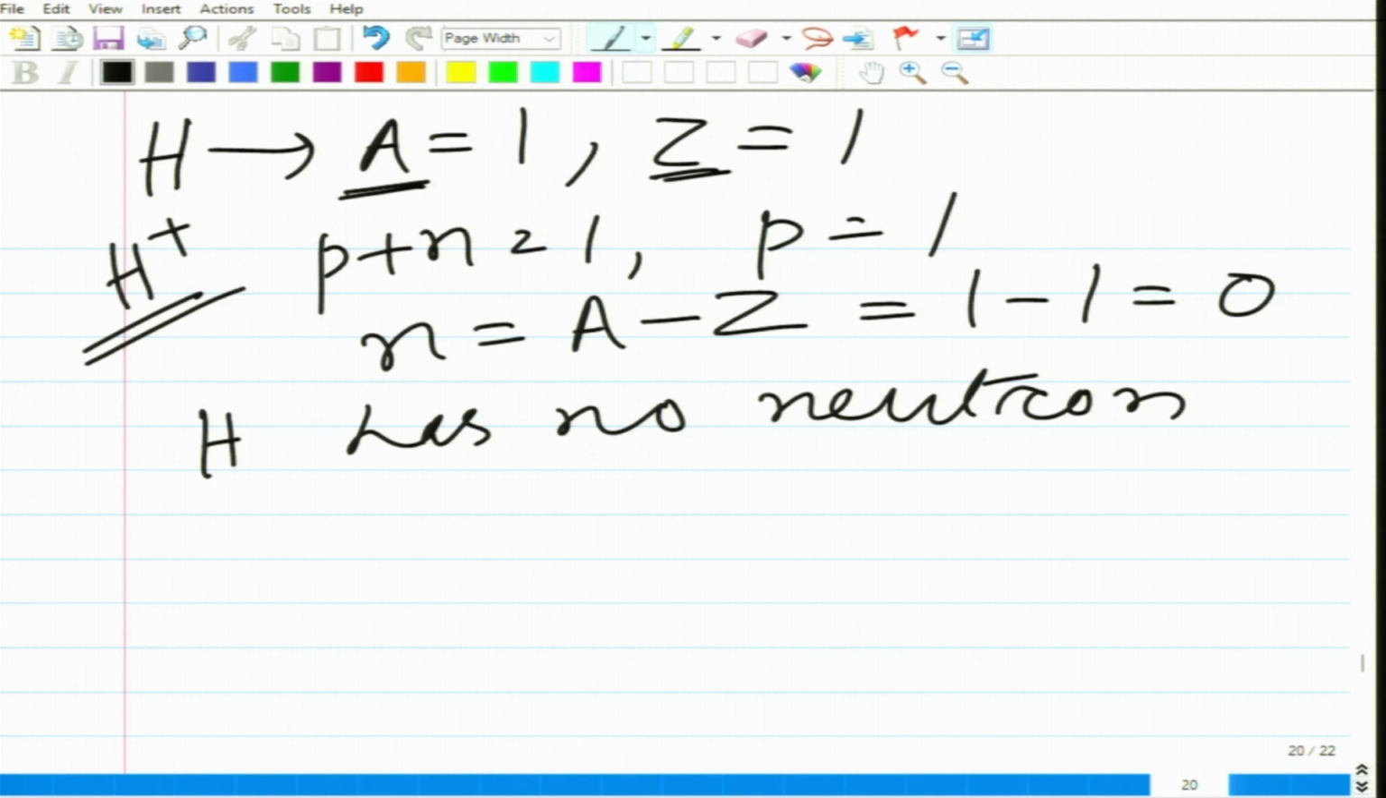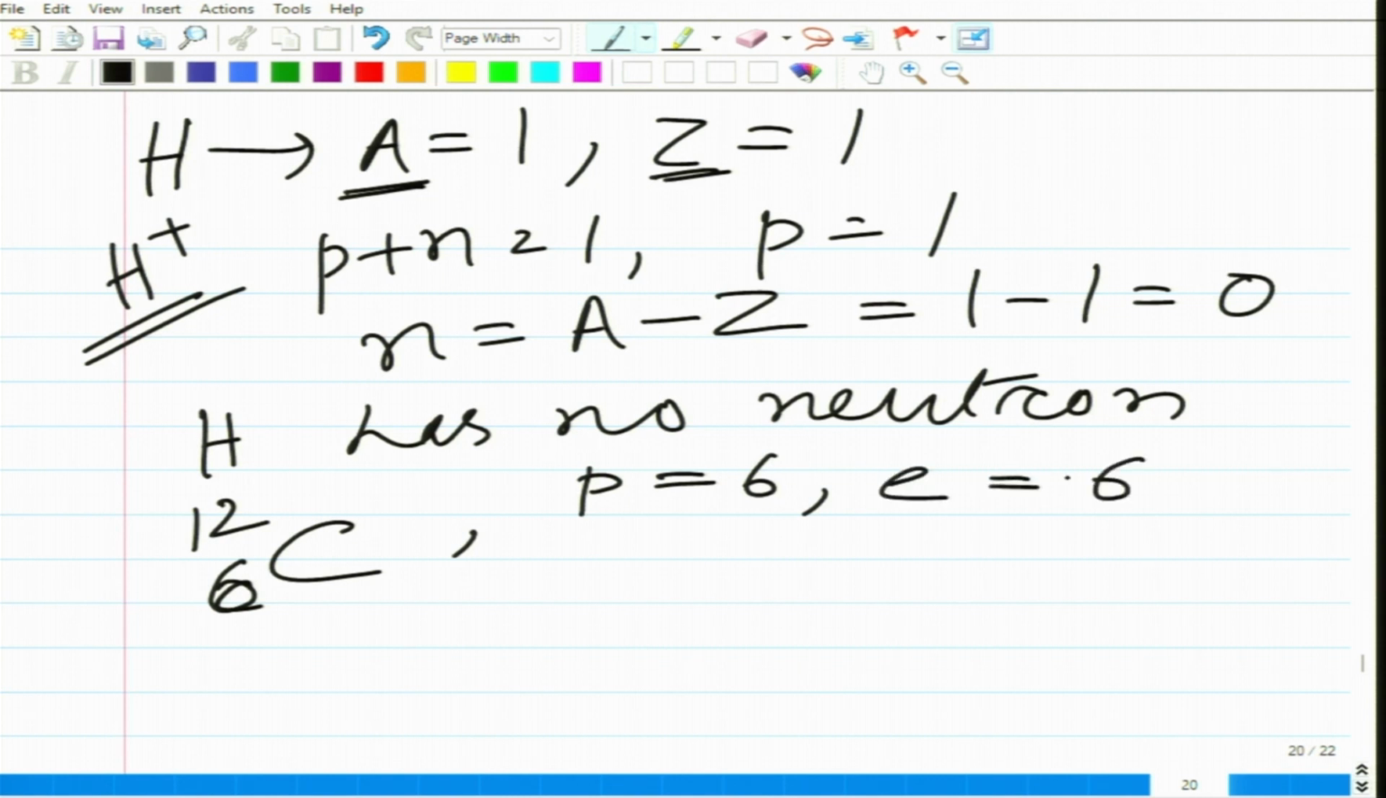Just another example, carbon has mass number of 12 and atomic number of 6. So, what is the number of protons? Number of protons is the atomic number, that is 6. What is the number of electrons? This is equal to protons, that is also 6. And neutrons are 12 minus 6, which is equal to 6.